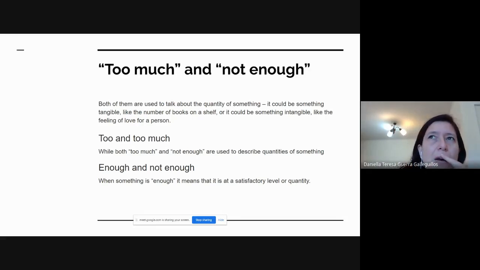Thank you. Now, let's go with Gustavo. Can you read the definition of enough and not enough?